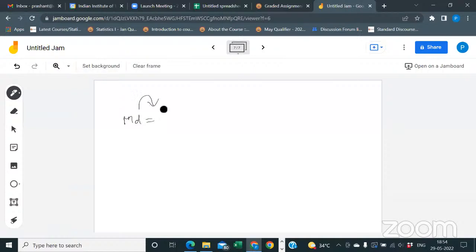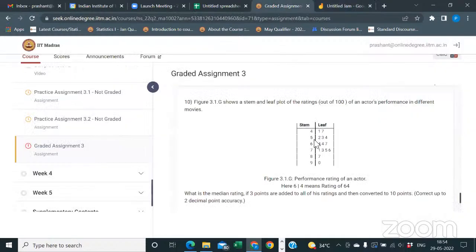Yeah. Okay, suppose it's 64, and how much do you have to add? If 4 points are added to all the ratings, it's written like that. What will be your new median? 68. Old median plus 4, that means 68, right? Yeah. Now, in the question, you have to ask, then convert it to 10 points.